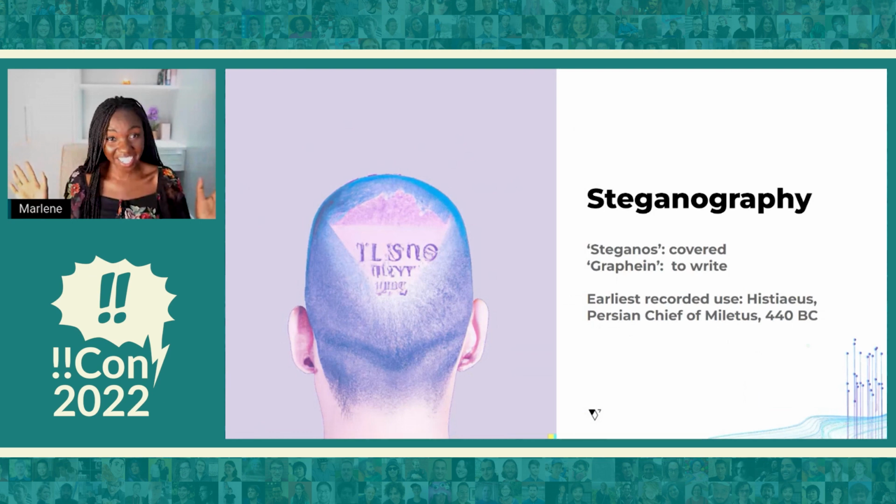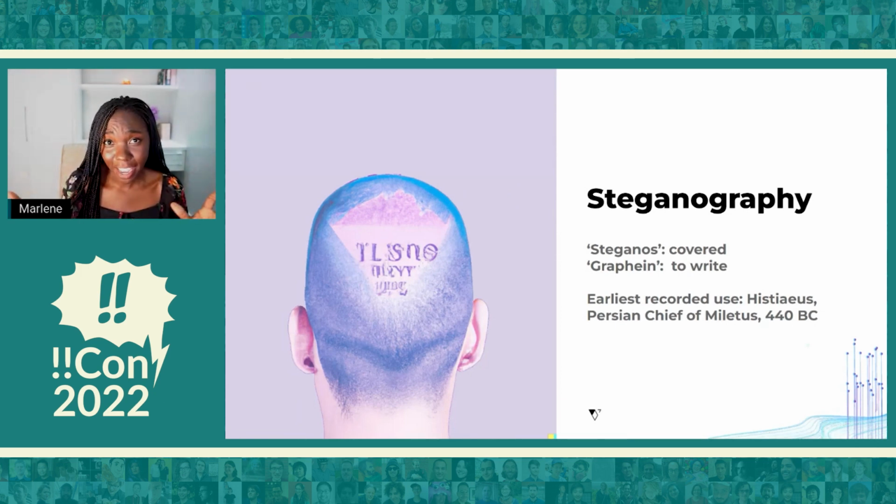So to get us started today, let's go ahead and have a brief and interesting history of steganography. Now, the term steganography is derived from two Greek words, the word steganos, meaning covered, and the word graphein, meaning to write. And one of the earliest recorded uses of steganography dates back to 440 BC, when Histiaeus, the Persian chief of Miletus, shaved the heads of one of his servants and tattooed a secret message on the servant's scalp.